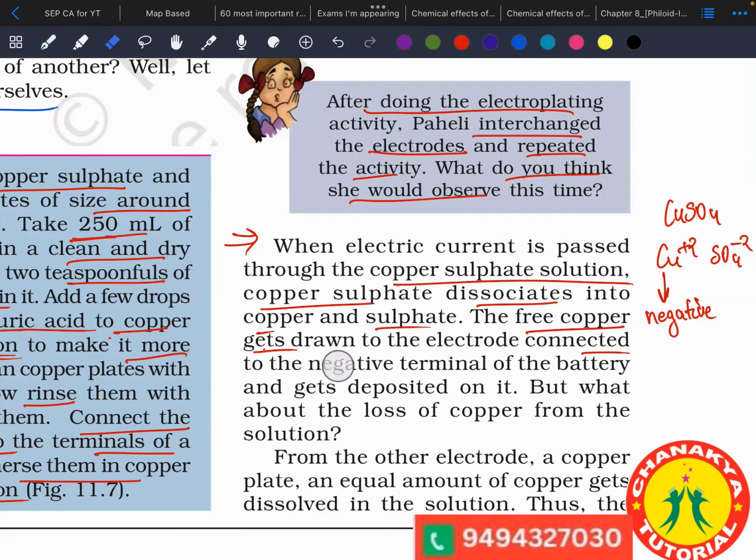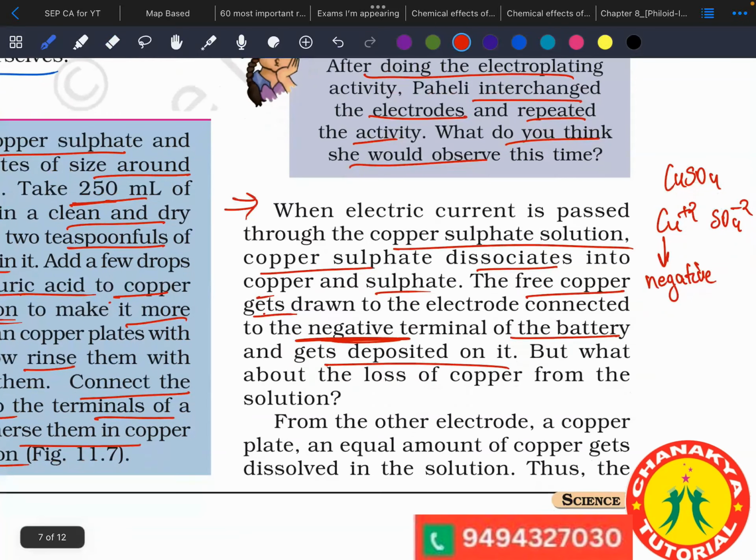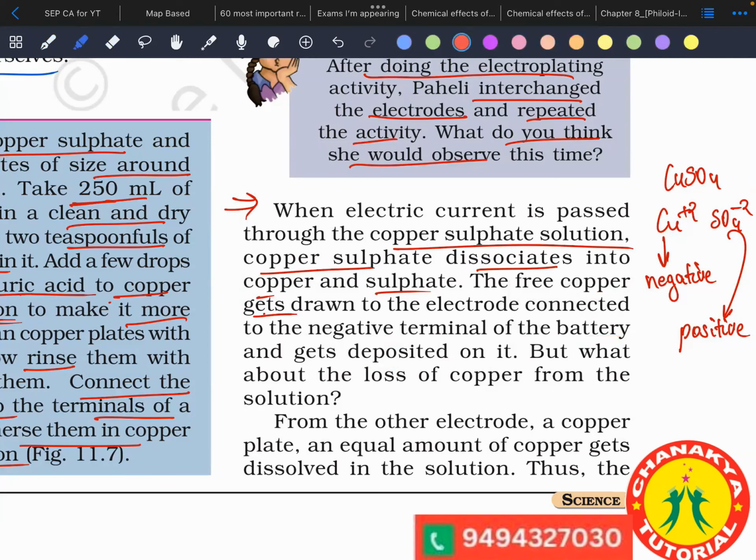Okay, so it is attracted towards the negative terminal of the battery and gets deposited on it. The sulfate will be attracted to the positive one. Yes, sulfate will be attracted to the positive. So it is saying that the copper gets drawn to the electrode connected to the negative terminal of the battery and gets deposited on it. Okay, so underline this one, that it gets deposited on it.